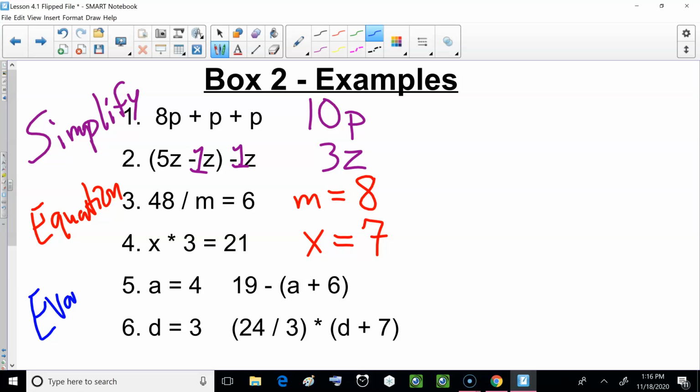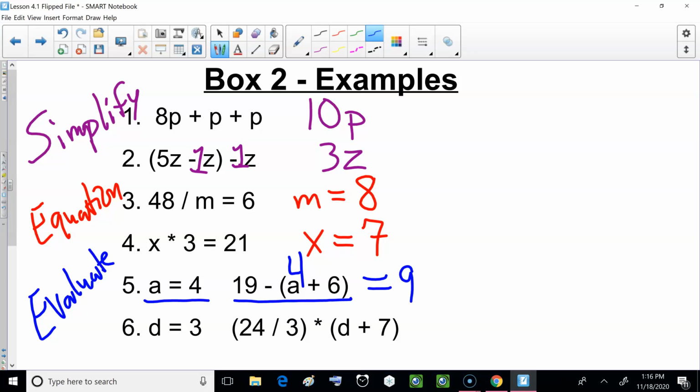We're going to evaluate, which means we have an expression, like here, with a number that is associated with a letter. If a equals 4, what would this problem equal? We have to put 4 in for where our a is, and go from there. So 4 plus 6 gives us 10. 19 minus 10 gives us 9. So our answer for this problem would be 9. If a equals 4, then this problem equals 9.